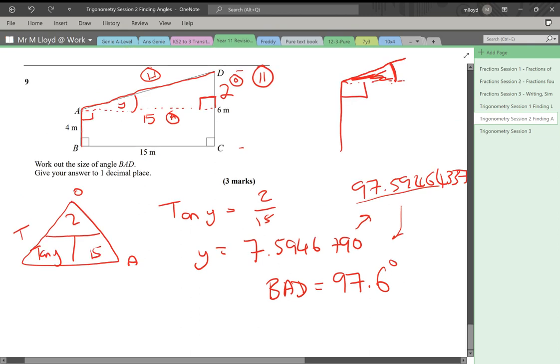Okay, that's it. That's it for today. Please do go to Maths Genie and have a look at some of those trig questions and make sure that you're using it for your revision.